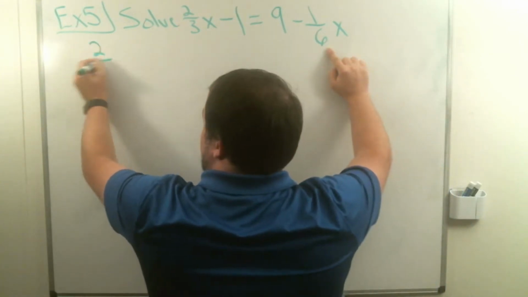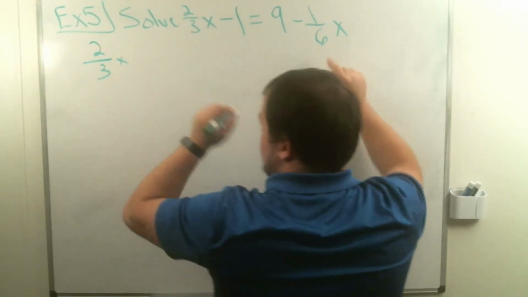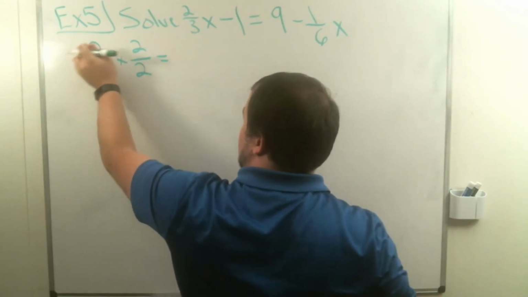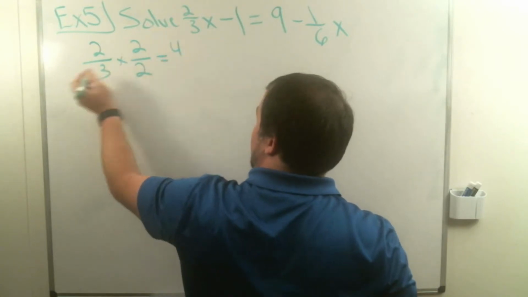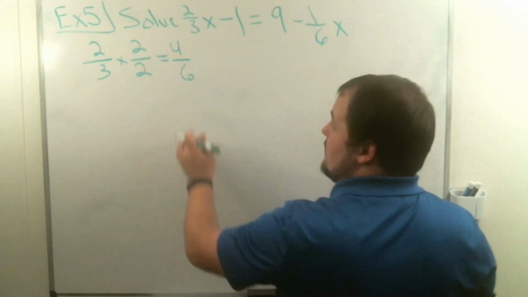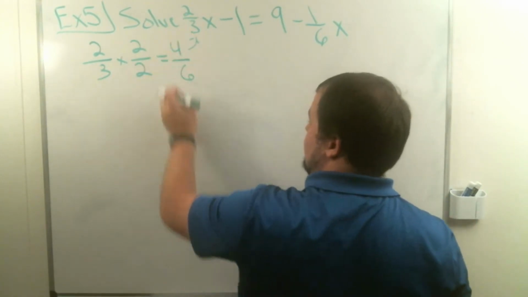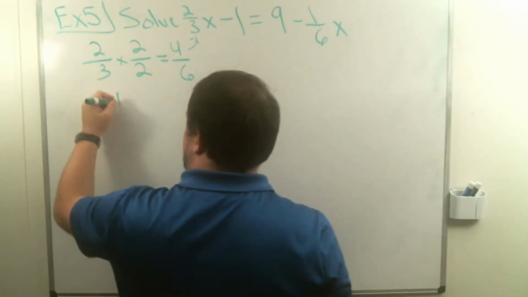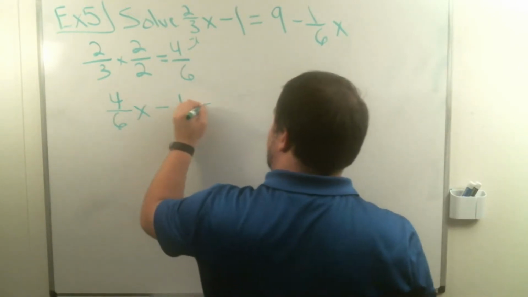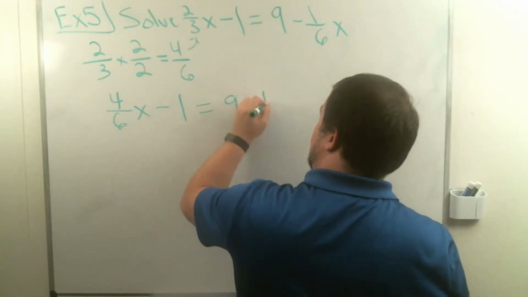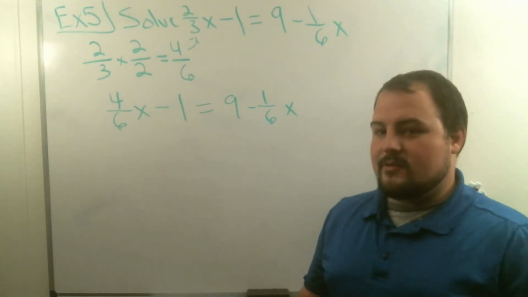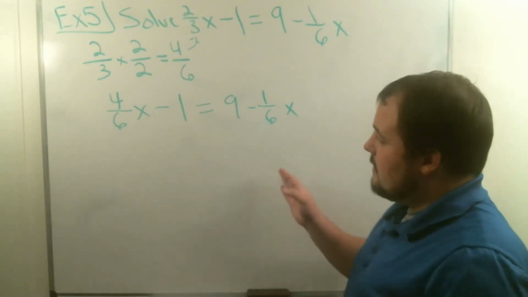So what I'm going to do is I'm going to take 2/3 and multiply 2/3 by 2 on the bottom and 2 on the top. 2 times 2, that's 4. 3 times 2, that's 6. So in reality, this right here is actually 4/6. So I'm going to rewrite my problem. I have 4/6x minus 1 equals 9 minus 1/6x. So now it's going to be easier to work with.